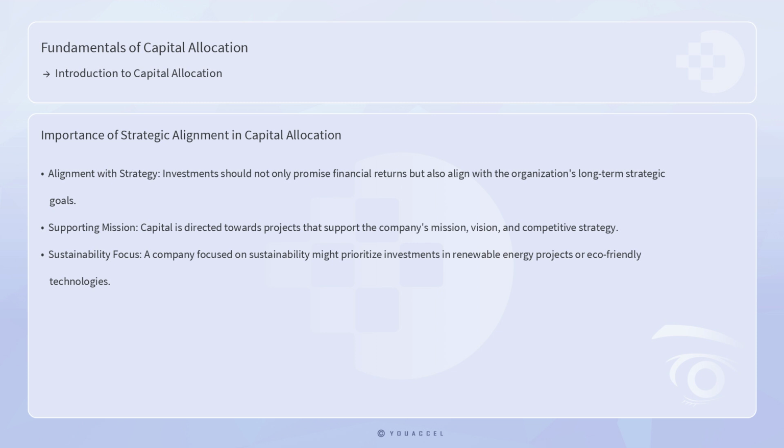Strategic alignment is equally important in the capital allocation process. Investments should not only promise financial returns, but also align with the organization's long-term strategic goals. This ensures that capital is directed towards projects that support the company's mission, vision, and competitive strategy. For example, a company focused on sustainability might prioritize investments in renewable energy projects or eco-friendly technologies.